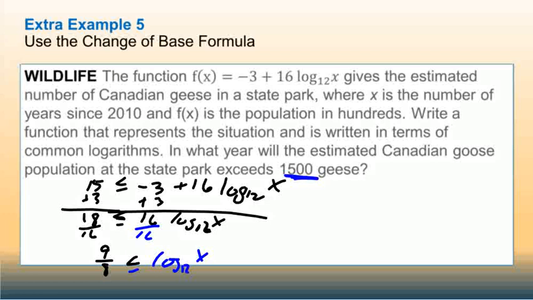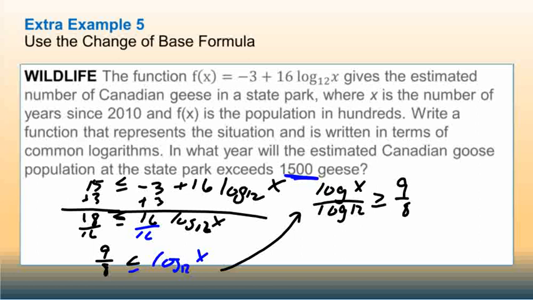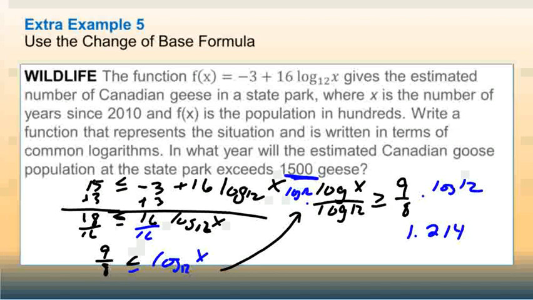So now I need to just adjust this. So this would be change of base, which would be log of x divided by the log of 12 has to be greater than or equal to 9/8. Now I can use that to simplify. Here, if I were to multiply by the log of 12 on both sides, so now I have 9/8 times log of 12. That would give us roughly 1.2141. And over here I have log of x.